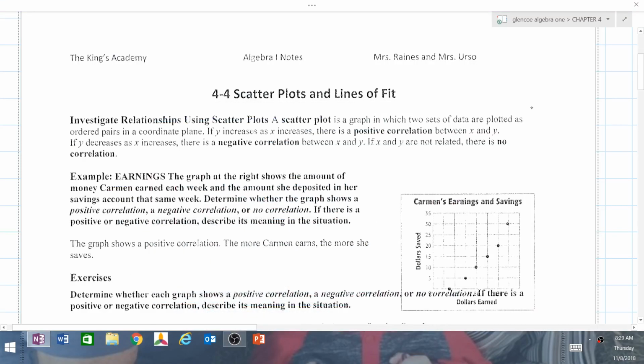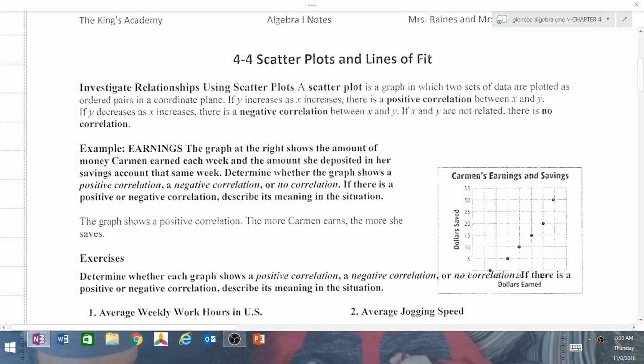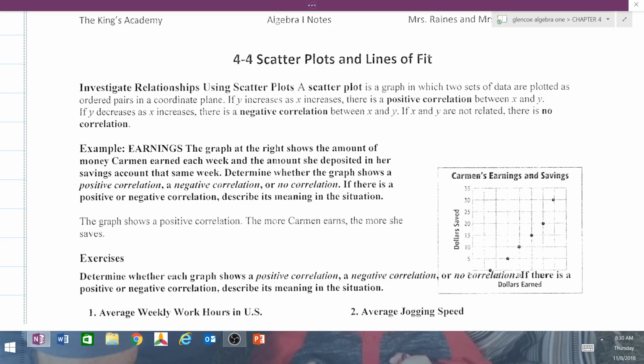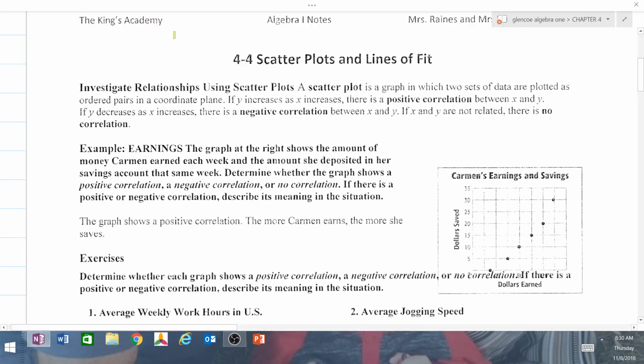All right, good morning, and welcome to lesson 4.4, scatter plots and lines of fit. A scatter plot is a graph in which two sets of data are plotted as ordered pairs on the coordinate plane. If y increases as x increases, we say that is a positive correlation. If y decreases as x increases, we say that is a negative correlation. And if x and y are not related at all, then there is no correlation. So there are three total possibilities here.